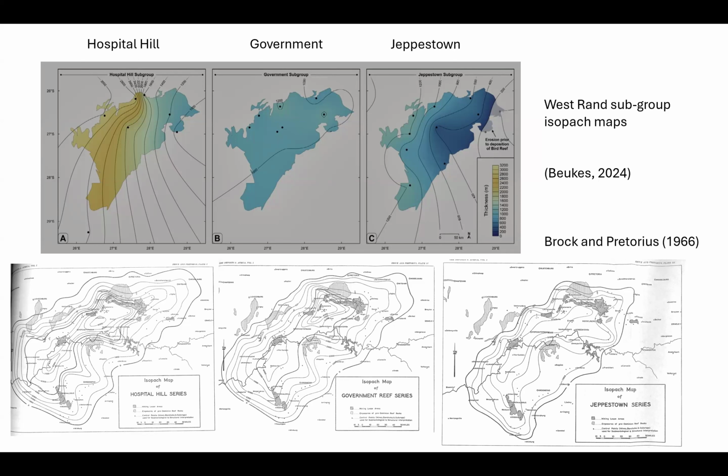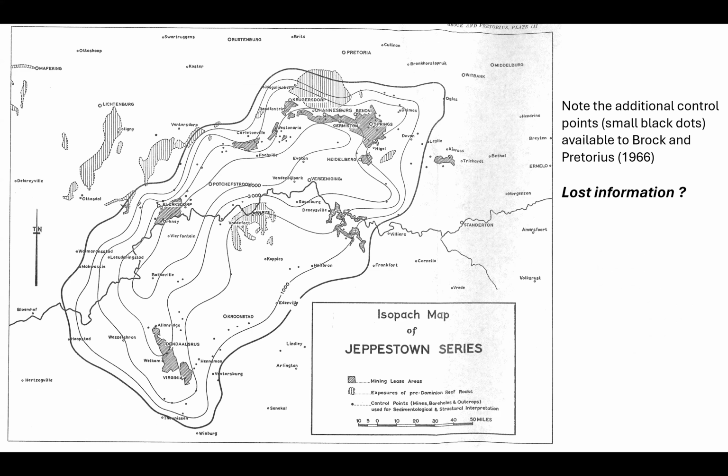Nick's data control are the black dots shown in there. The largest number of control points that he has available, I think, is 10, looking at the black dots that he presents. If you look at the images down below, there are a whole series of small black dots, and I'm just going to zoom in on one of those. These supposedly were the control points available to Brock and Pretorius in 1966 at the subgroup level.